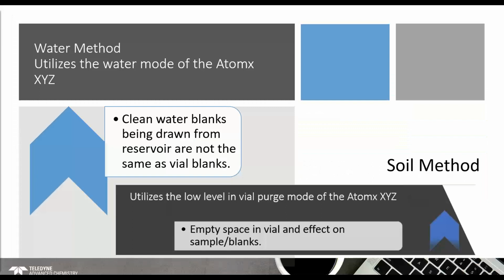EPA method 5030 utilizes the water mode of the Atomic XYZ. Note that clean water blanks drawn from the reservoir are not the same as the method blanks and should not be used as such. EPA method 5035 utilizes the soil mode of the Atomic XYZ for low-level in-vial purge. Keep in mind whatever is in the empty headspace of the vial will also be purged into your blank and appear in your TIC. Therefore, any laboratory air contamination may cause elevated background and therefore elevate your MRLs.